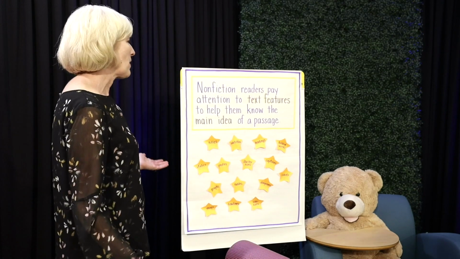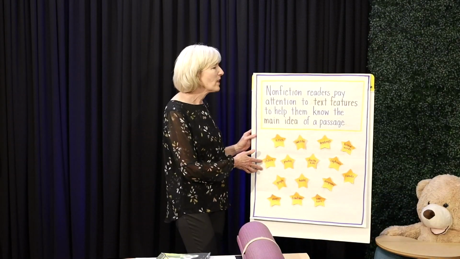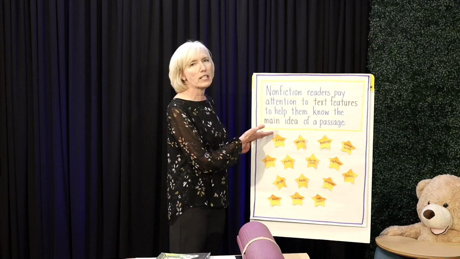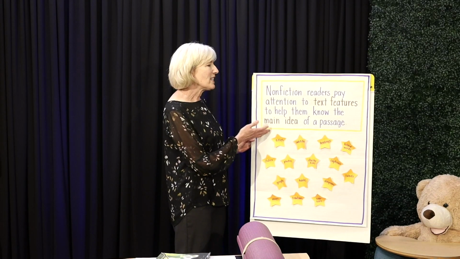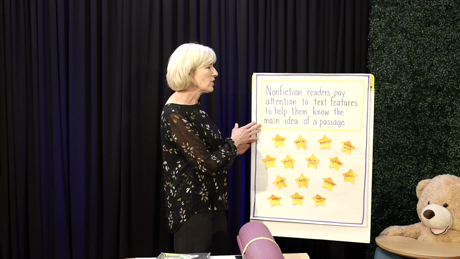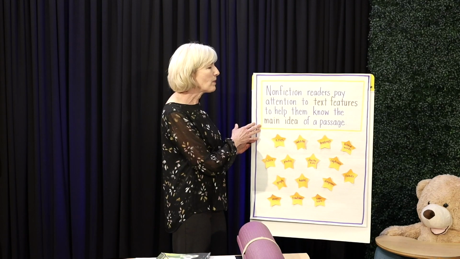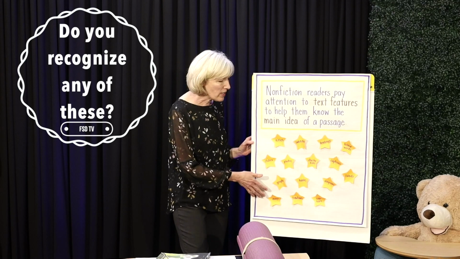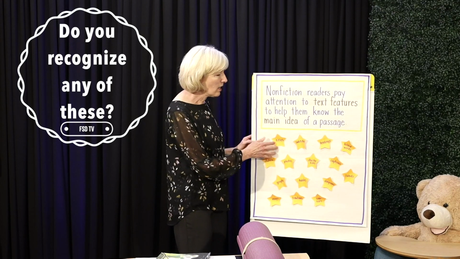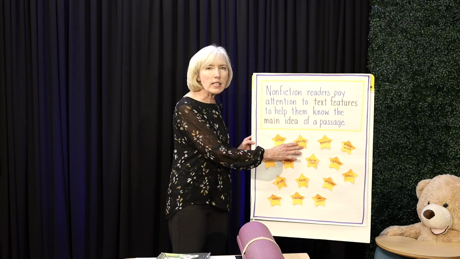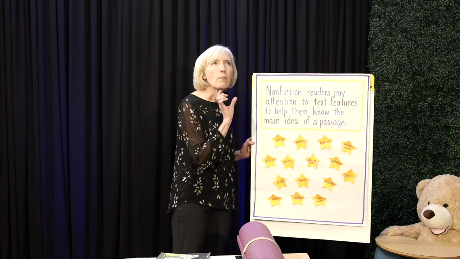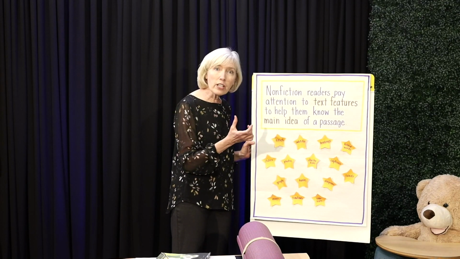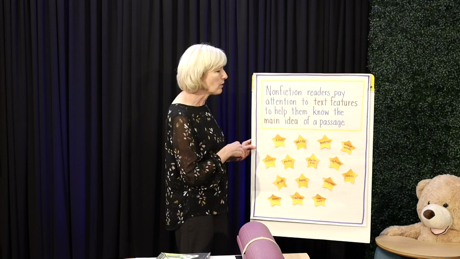Here's some text features right here. Here's this anchor chart. This anchor chart starts with the teaching point for today. It says nonfiction readers pay attention to text features to help them know the main idea of a passage. These are all text features. They're things like titles, subtitles. A subtitle is the phrase or sentence underneath the title that helps you understand the title better.